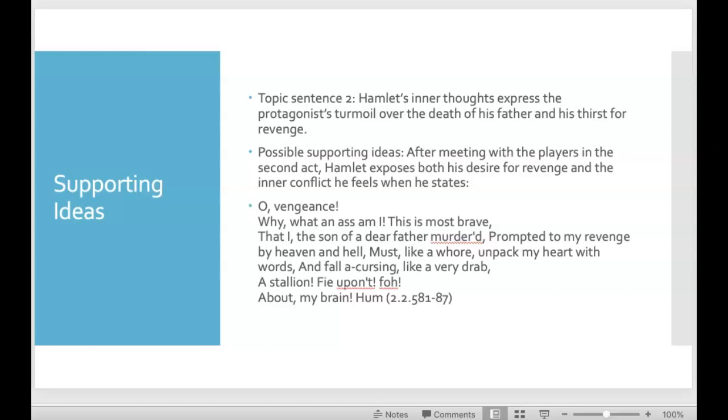So we see here that Hamlet's very down on himself in the ways that he's feeling. He's very conflicted due to the death of his father, who was murdered.